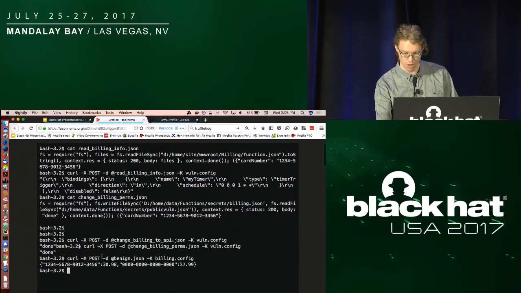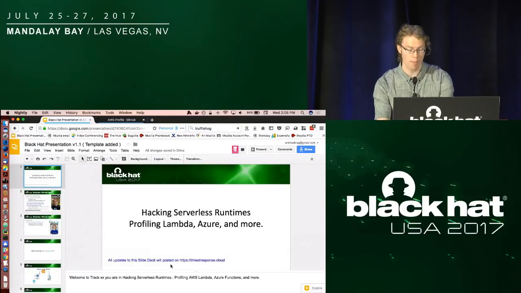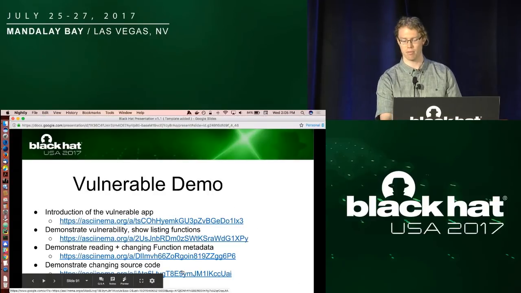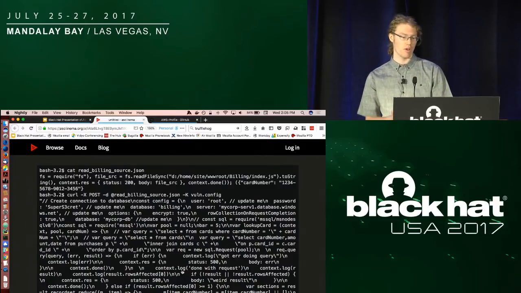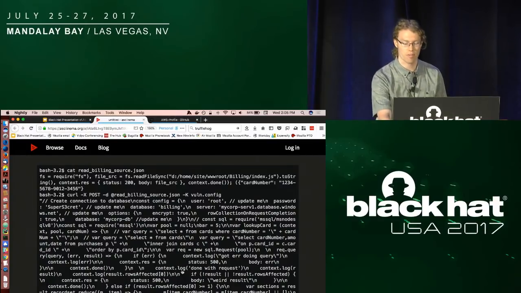And then you can see we can post a billing. And so this gives us the summed up prices for our card. Will be billed $30.98, and then someone else's card. So that's great. Now we know how much we're going to be billed, but we don't really want to be billed at all. And so we can even look at the source of other files.